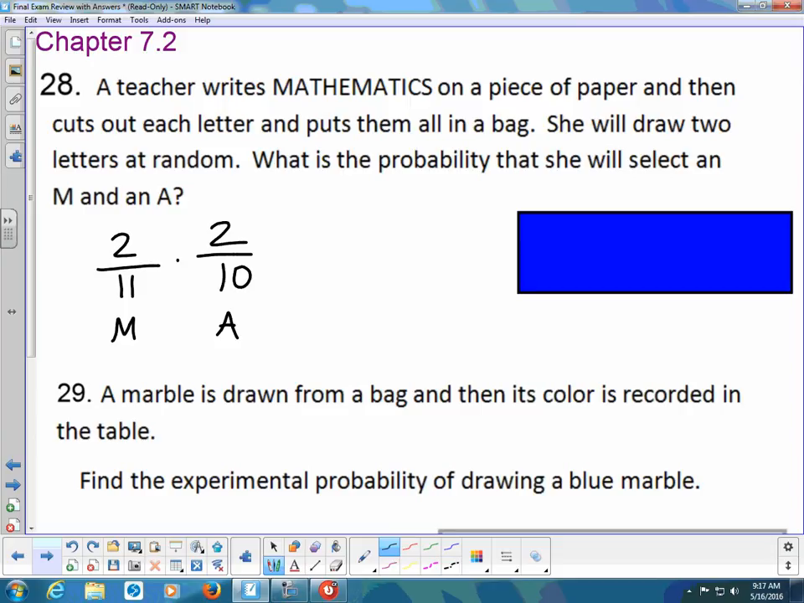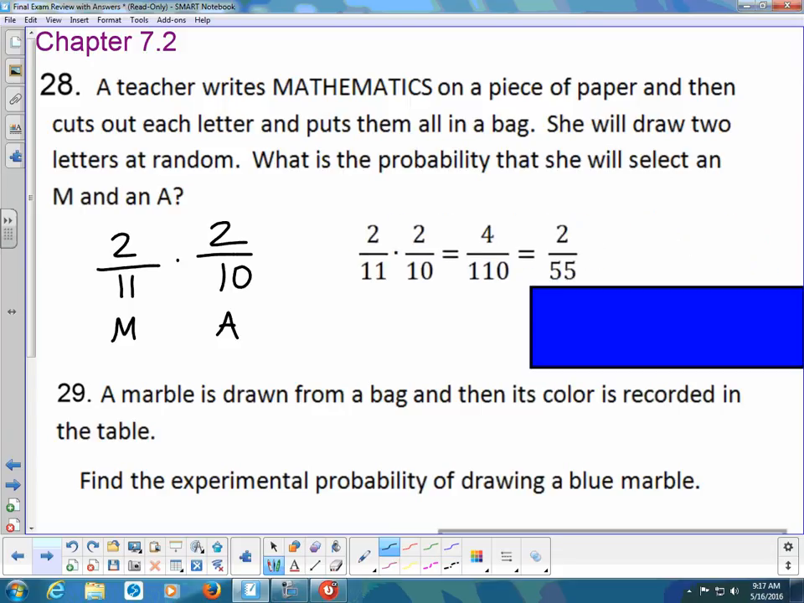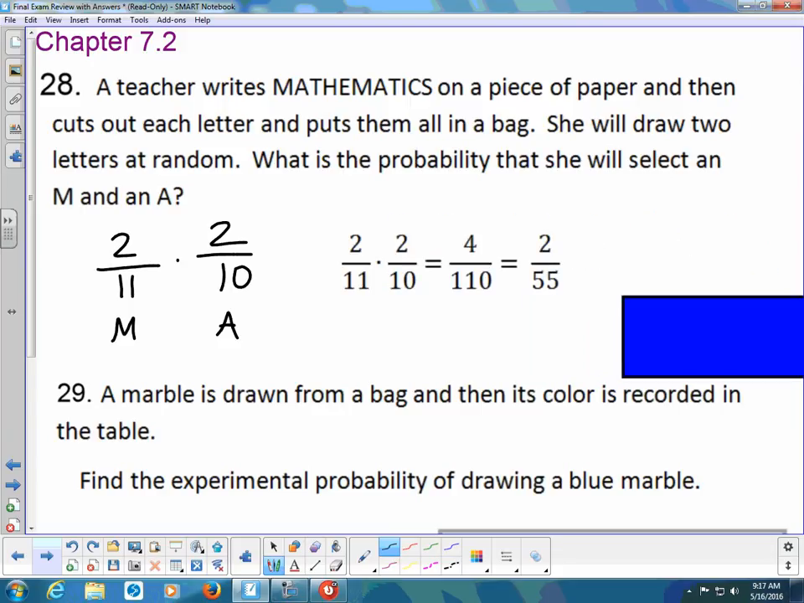Perfect. Whenever you're drawing more than one thing, the probabilities are always multiplied together. If I multiply that, that's going to be 4 out of 110, which reduces down to 2 out of 55. If you want to make that into a decimal, that's fine. Your choice.